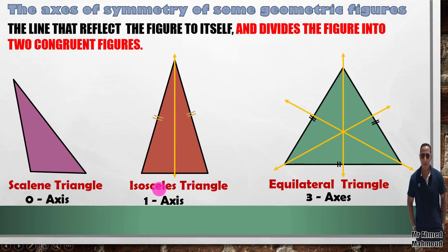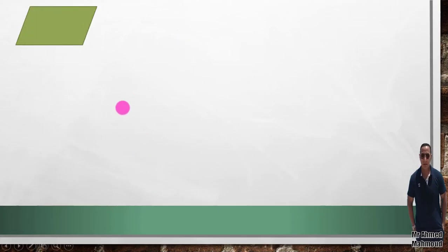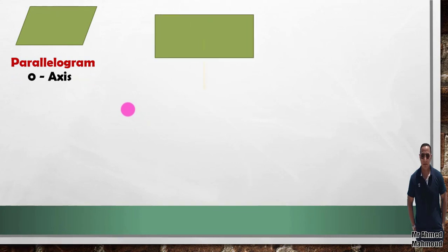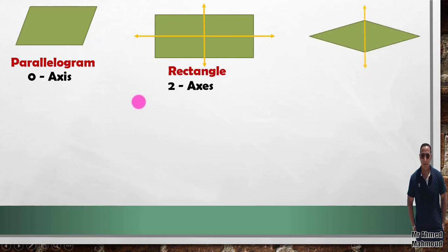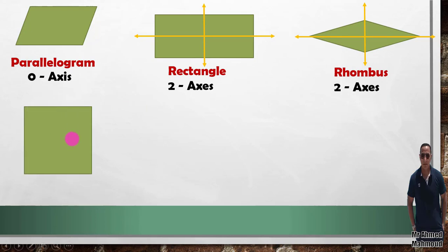When we say one axis, we write it with I, and its plural is axes with E. So we have 3 axes of symmetry. Okay, other figures. Now the parallelogram has 0 axes of symmetry. The rectangle has 2 axes of symmetry. The rhombus has 2 axes of symmetry. The square has 4 axes of symmetry.